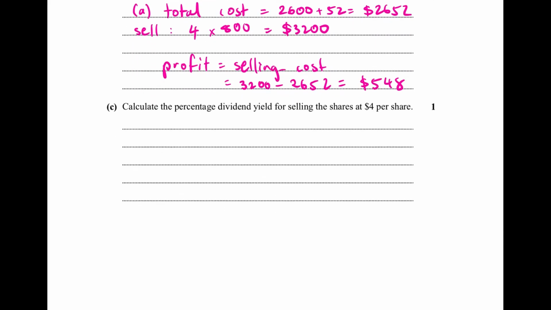Part C, calculate the percentage dividend yield for selling the shares at $4 a share. So for your dividend yield, it's going to be that increase in value over the market price.